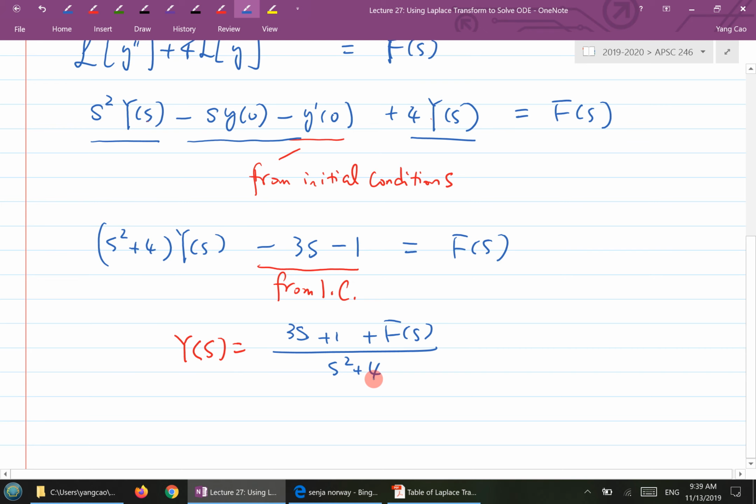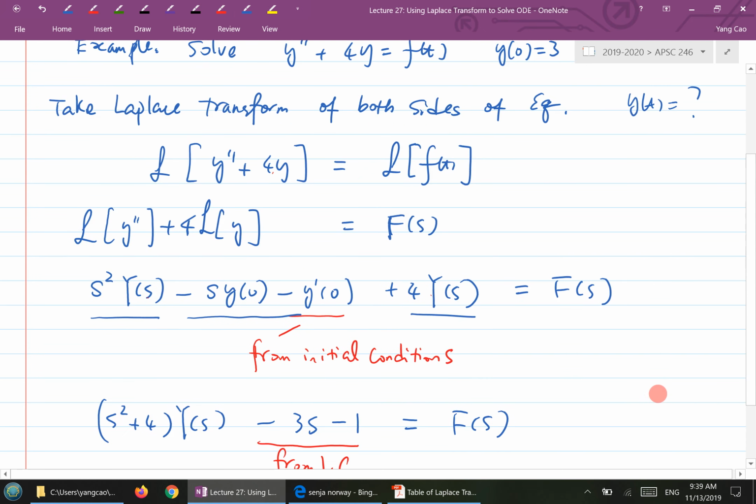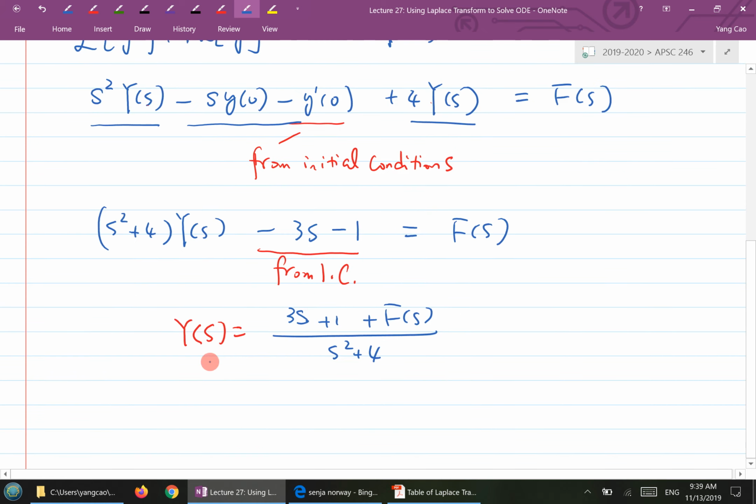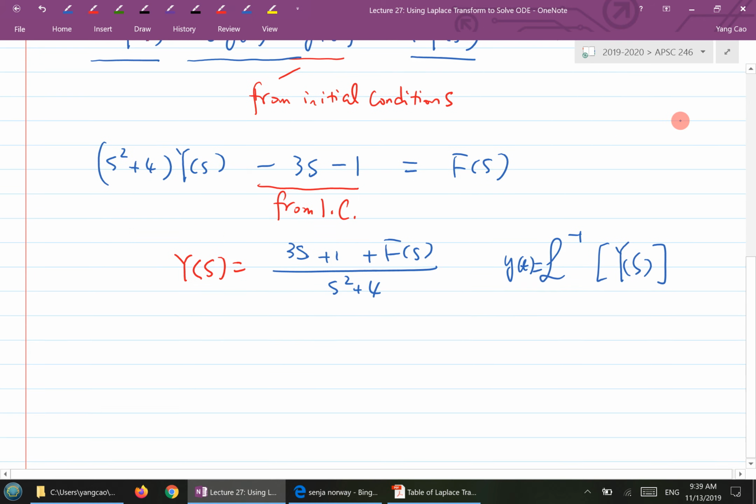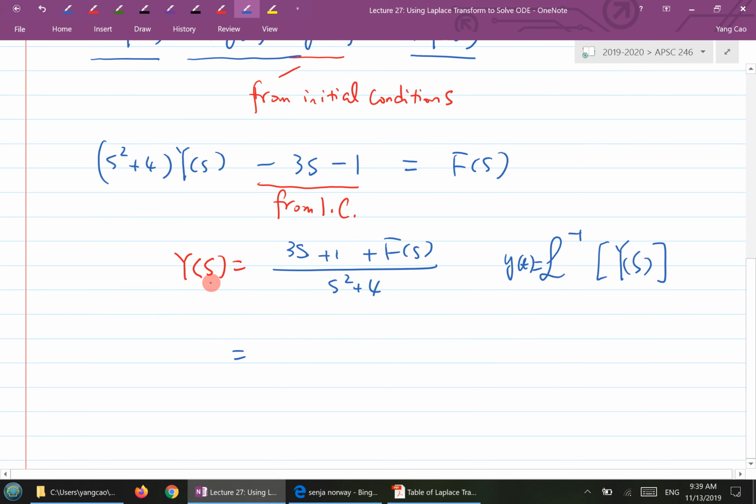Now why do I need this? Because remember, the idea is to get y of t, the solution for y of t. But now I got capital Y of s. So the idea is, if we can take the Laplace inverse of this capital Y of s, that's your y of t, right? That's the objective. So how do I get the inverse?